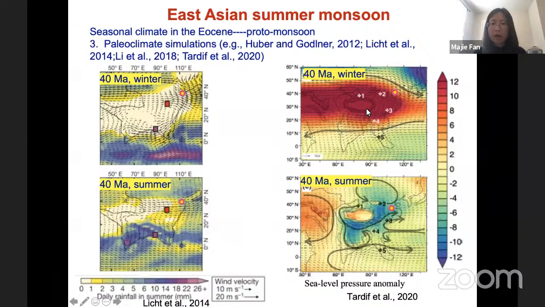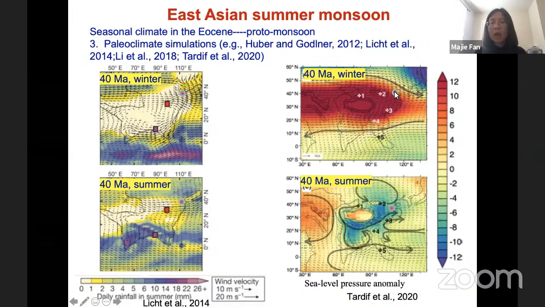So for the wintertime, well, this figure, let me just back off a little bit. This figure does not show the precipitation amount. It actually showed the sea level pressure anomalies, with the red as a high pressure system and the blue as a low pressure system. So we see that during the wintertime, we have a high pressure system in the majority of Central Asia. This is clearly different from today, where the high pressure is in the Siberia area. So this diverts the westerlies northward and the easterlies southward.